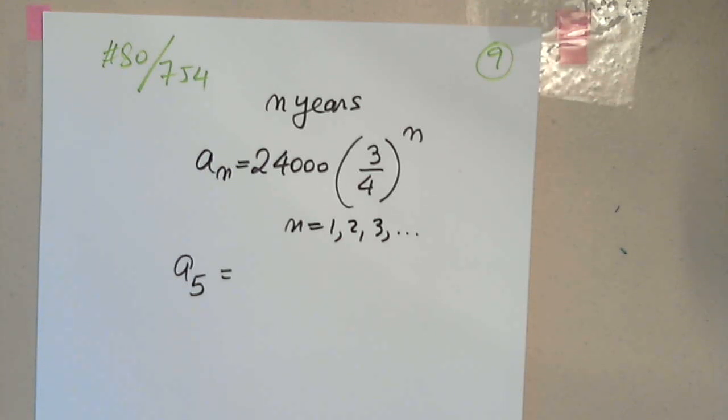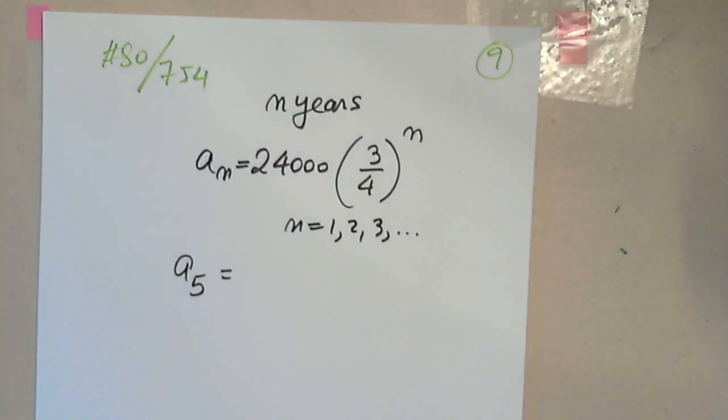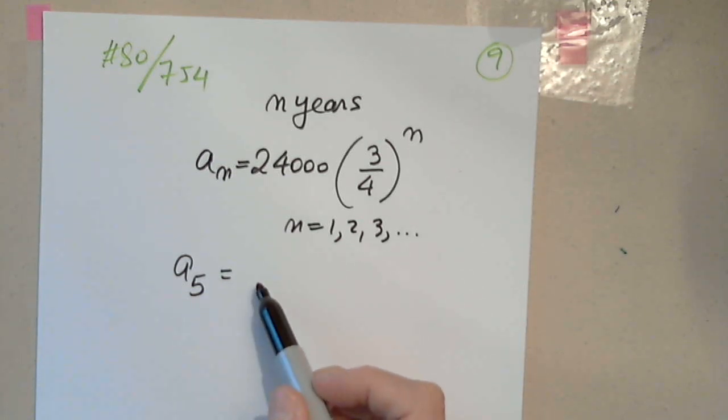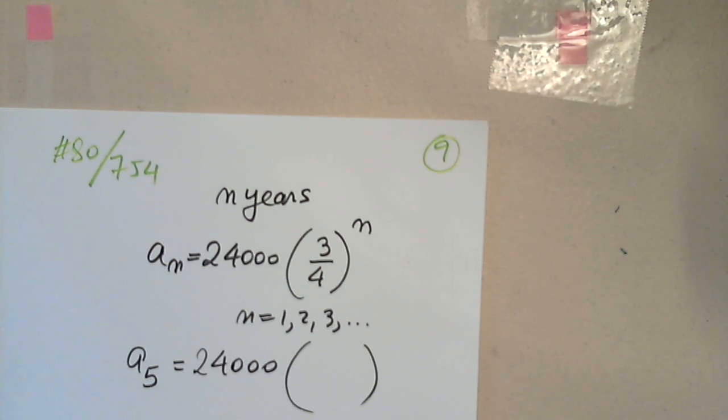Okay? Well, this is not a recursive formula, right? This is just the general term. I should have no difficulties finding the value of the car 5 years later after we purchase it today. What will that be? $24,000, and in parentheses, 3 over 4, everything to the 5th. That's it. So let's see what the value of the car will be in 5 years.